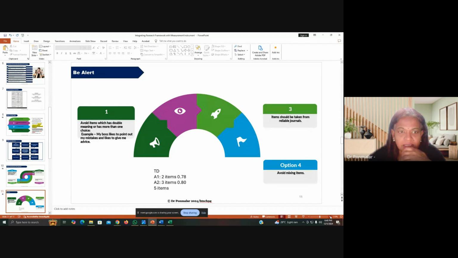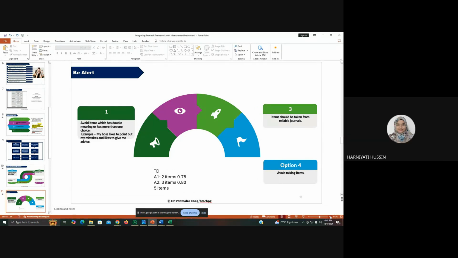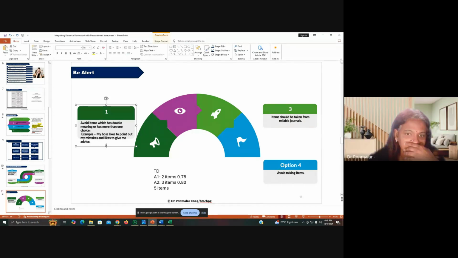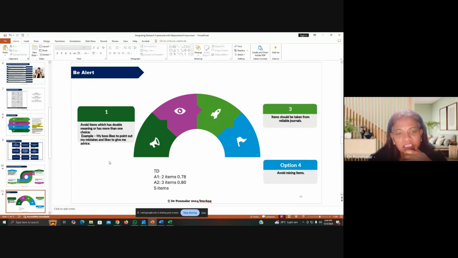Apa masalah dengan item ni? Double barrel. Question. Double barrel. Double, dia ada dua kan? Macam mana saya nak jawab? How will I answer kalau bos saya highlight my mistakes tapi dia tak bagi advice? Macam mana saya nak jawab?